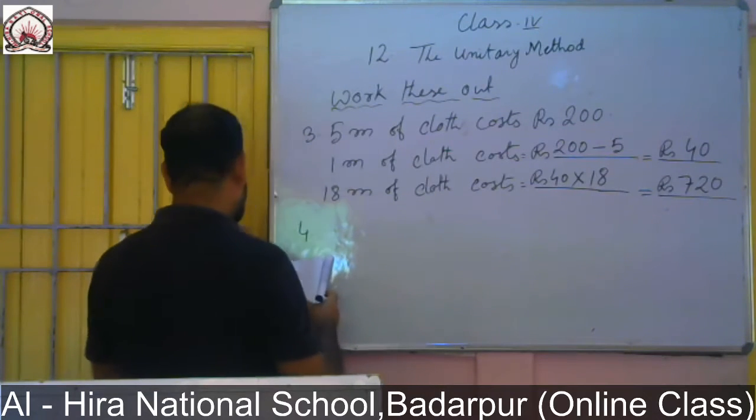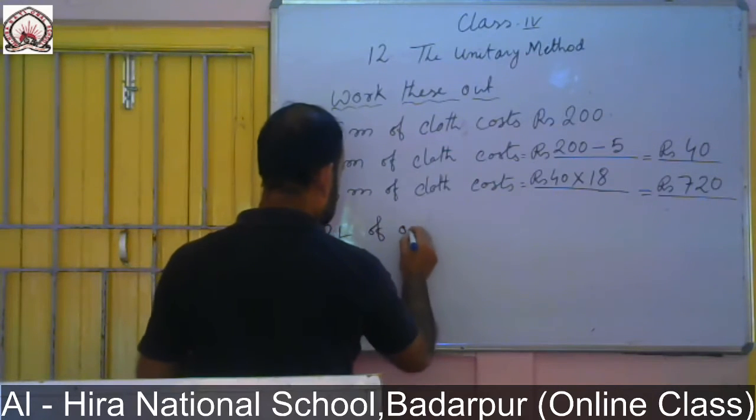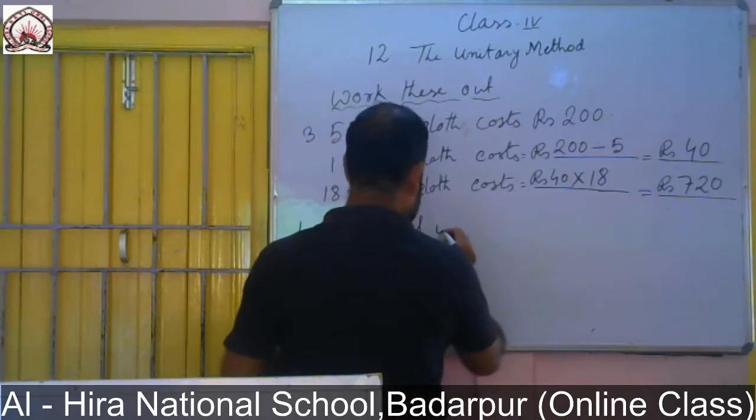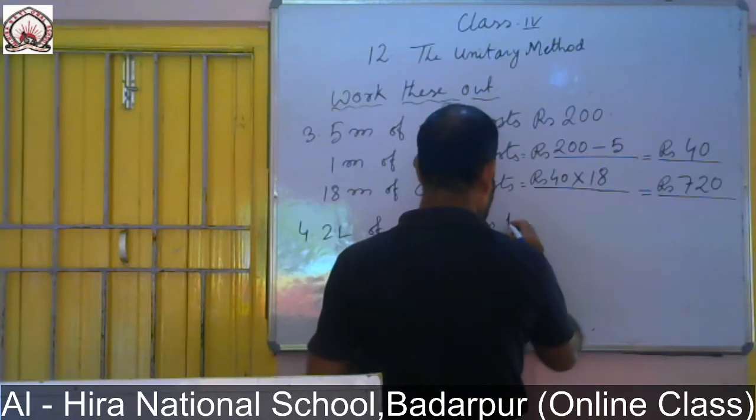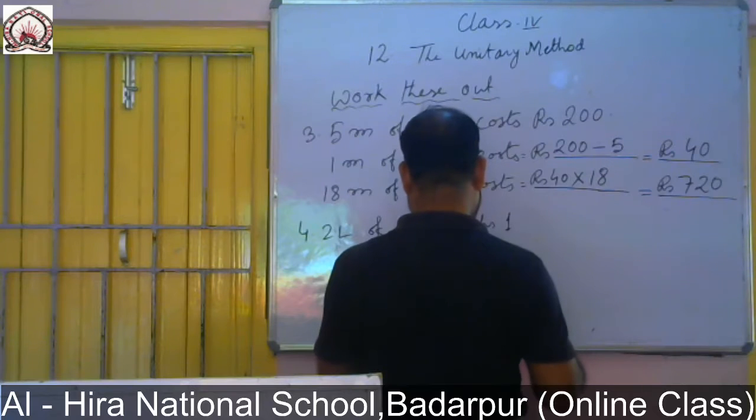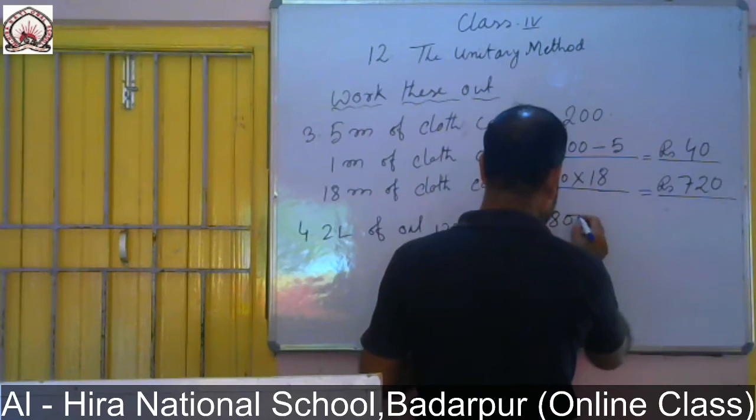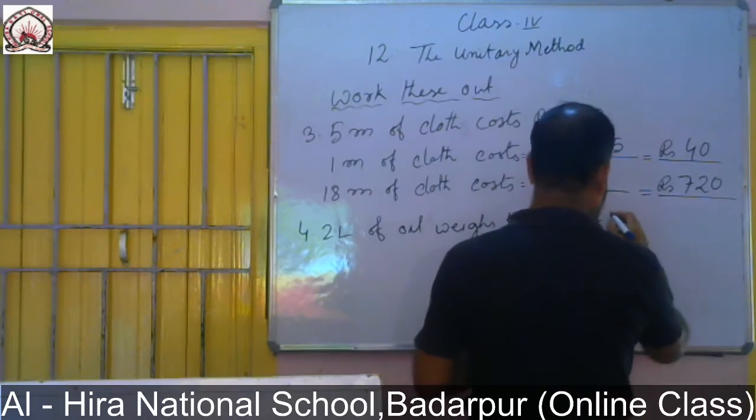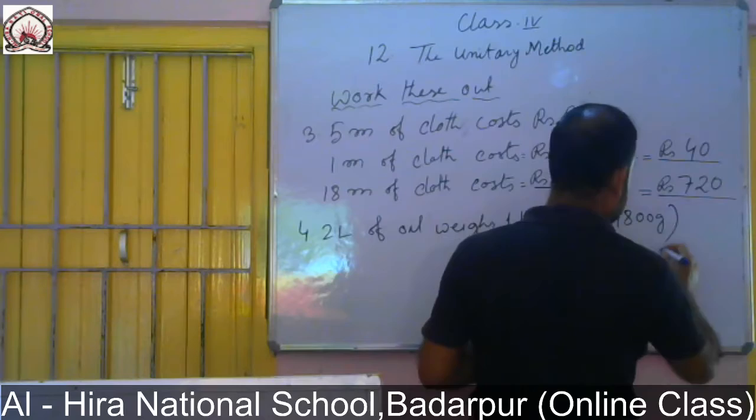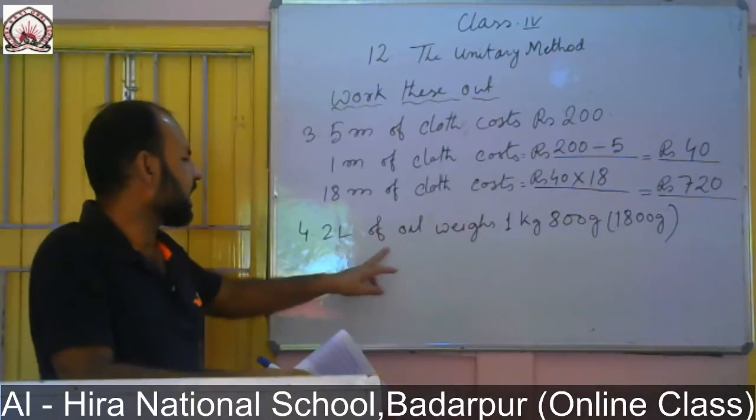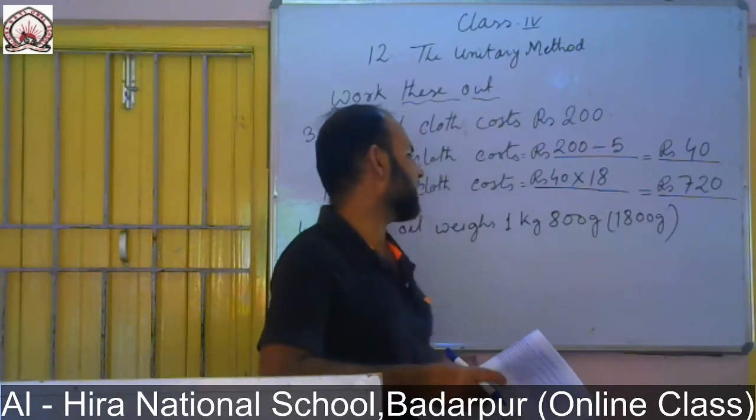Question number 4. 2 liters of oil weighs 1 kg 800 grams, that means 1800 grams.